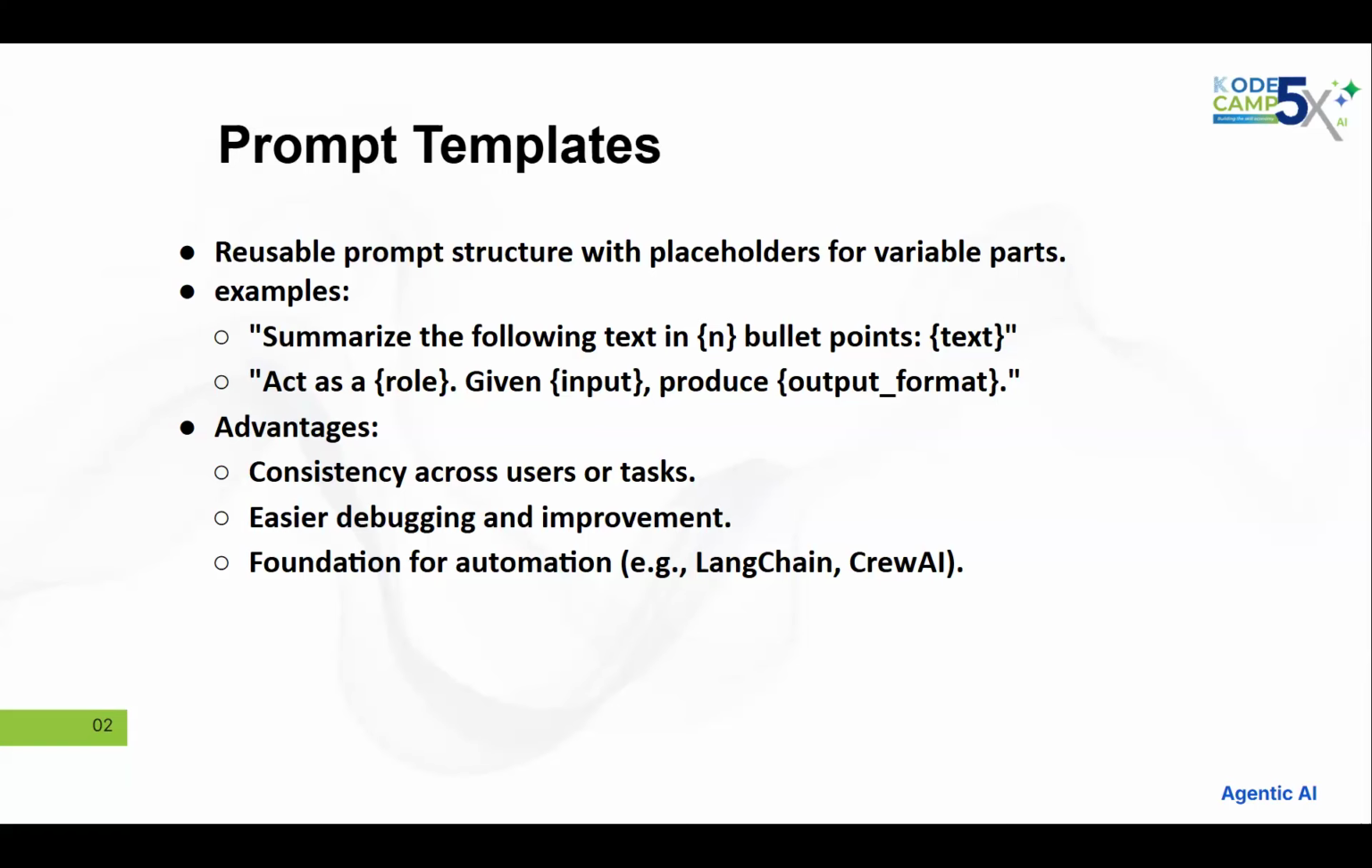For example, summarize the following text in N bullet points, and then you provide a placeholder. Now, the N is a placeholder, and you also provide a placeholder for text, the text to be summarized. Now, you can use this for whatever combination of N and text. As against, summarize the following text in 5 bullet points, you include the text, and then summarize the following text in 3 bullet points, you include a random text. Summarize the following text in 10 bullet points, you include the following text.